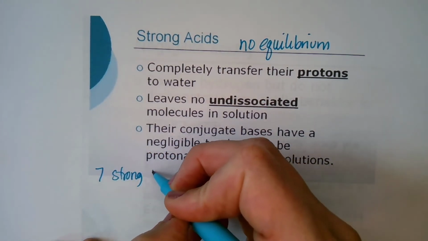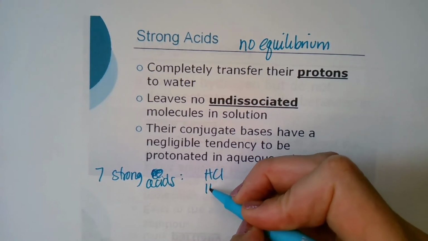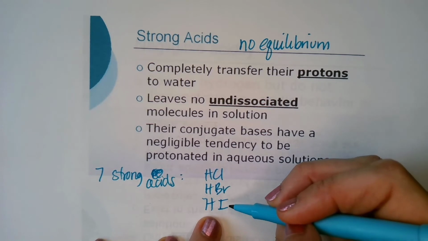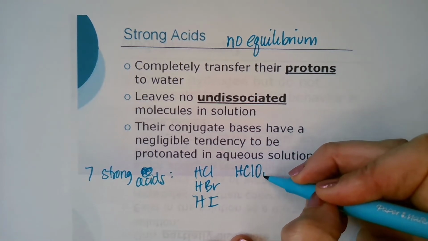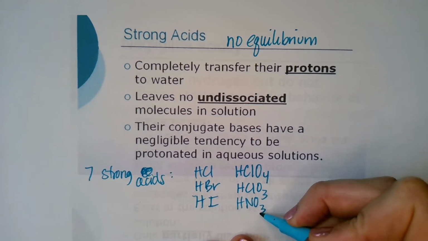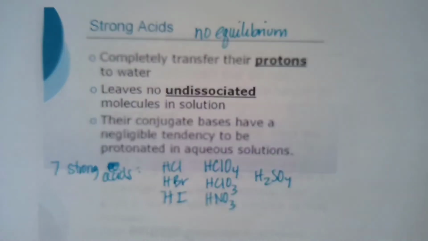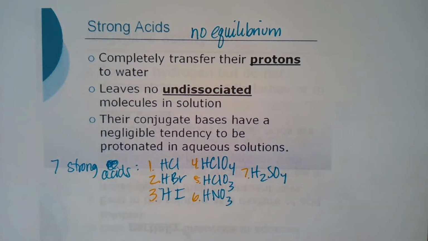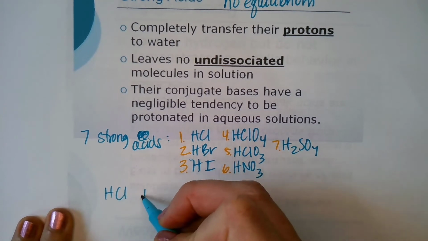Now there are 7 strong acids that you should be able to know and recognize. They are HCl, hydrochloric acid, hydrobromic acid, hydroiodic acid. These are binary acids. We then have 3 acids that are monoprotic acids, HClO4, HClO3, and HNO3. And then 1 diprotic acid, H2SO4, sulfuric acid. So these 7 are really important to be able to know, recognize that they are going to completely 100% dissociate.